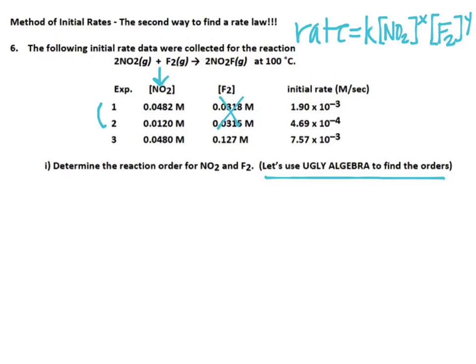So what we want to do is compare two of the experiments, making sure one thing is held constant. So the very first experiment I'm looking at, I'm going to look at experiment 1 and 2. And we are going to divide them and solve for x on NO2. It doesn't matter which one you put on top. I like easy math, so I'm going to put the bigger number on top. So that means we are going to compare 1 over 2.